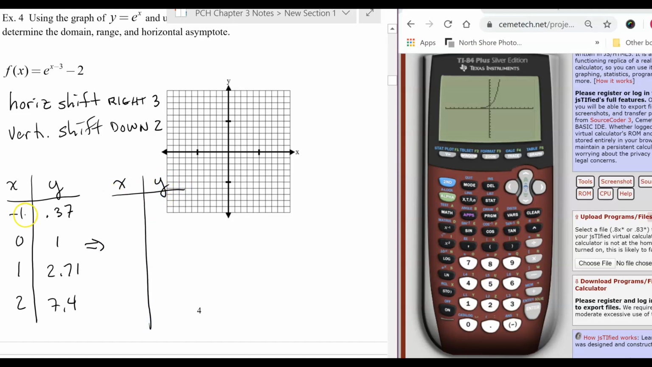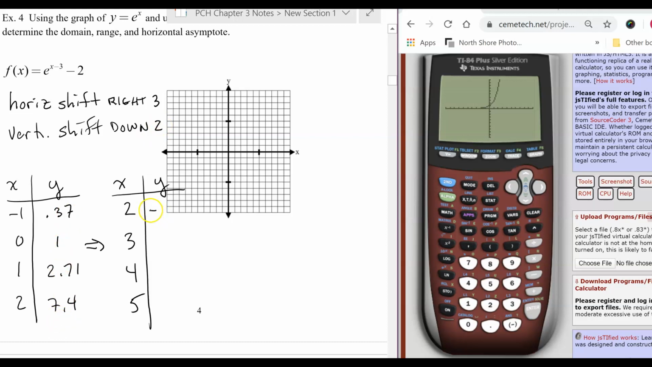So now my x, we're going to go right 3, so I'm going to add 3, so that's going to be negative 1 plus 3 is 2, 0 plus 3 is 3, 1 plus 3 is 4, 2 plus 3 is 5. So all I'm doing is I'm applying this transformation to all my original x values. Now I'm going to do the same thing with my y values, shifting down 2. That's going to be subtracting 2. So I'm going to subtract 2 from all my y values.